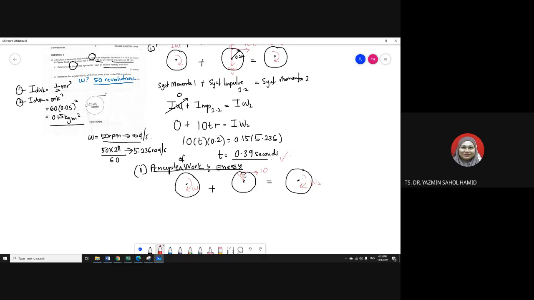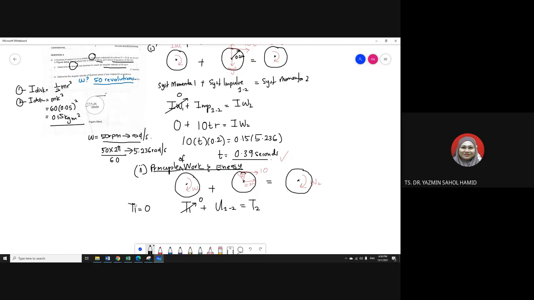Sorry, we want to find omega, based on the angle theta of 50 revolutions. This is R, the radius, which is 0.2 meter. So we're going to use the work energy method. If you remember, the work energy method is what? T1 plus work 1 to 2 equals T2. Since this is the same question and it starts from rest, automatically our T1 will be 0. So you can always write T1 equals 0.